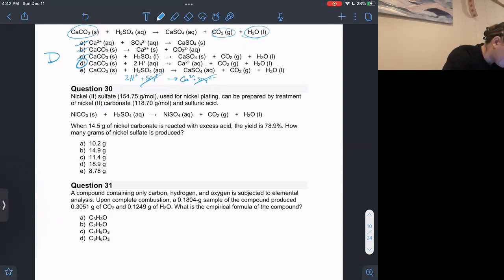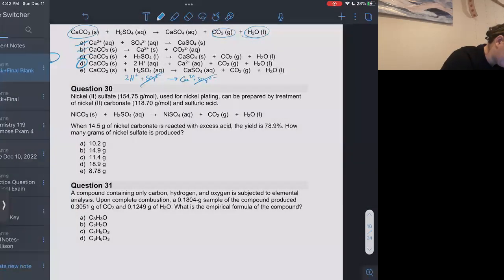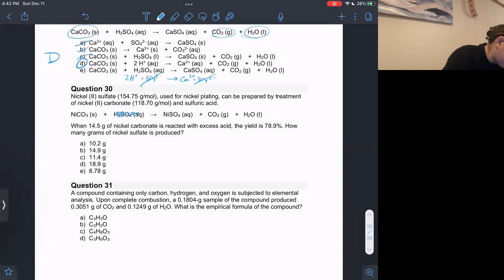So nickel carbonate is reacted with excess acid. So this is our limiting reagent. And they're saying the yield is 78.9%. So how many grams of nickel sulfate is produced? Okay, so I'm looking for how many grams this is produced. So I want to find my theoretical yield of what I expect to get if I had 100% yield.